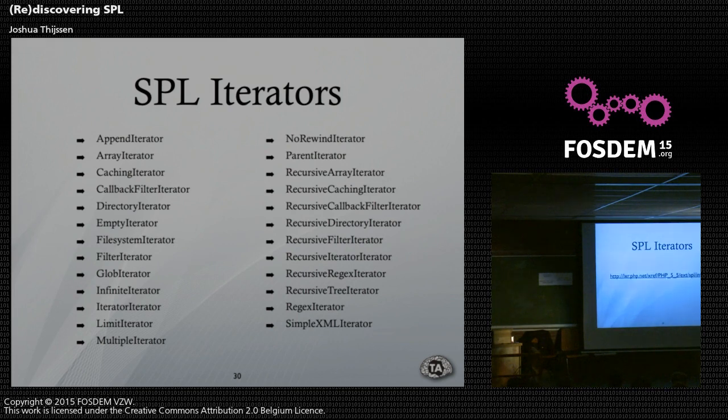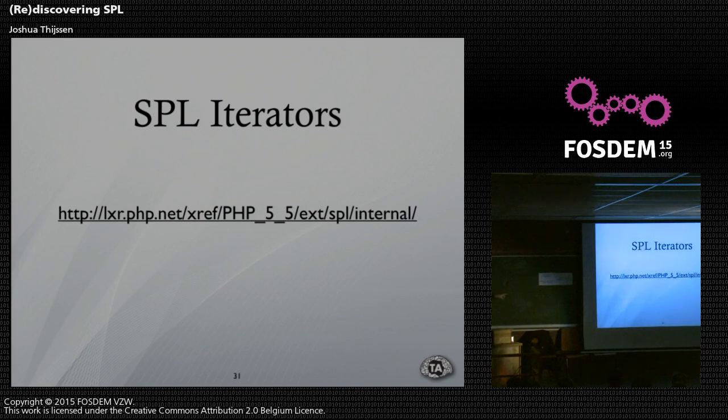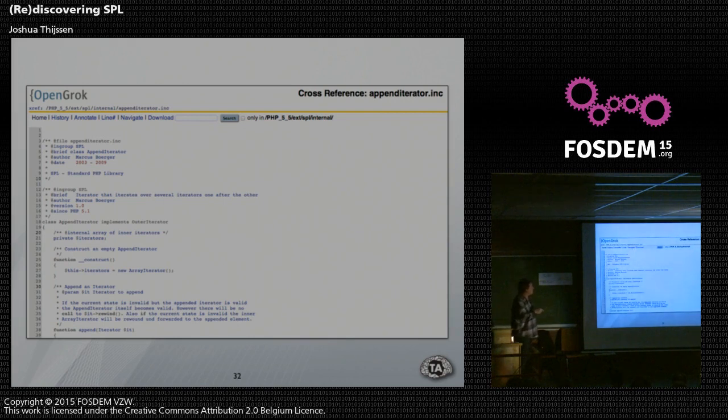However, there's a really cool trick. I'm not sure if you've already seen it today, but this is a website called lxr.php.net. And if you look in there, this is actually the source code, the C code of PHP. If you take a look in the SPL directory, there's an internal directory. And that internal directory basically gives you a PHP model of what the iterator does. So for instance, if I take a look at the append iterator in here, it's pretty much a PHP version of what the append iterator actually is. Because the append iterator is programmed in C, but they actually modeled it in PHP first. So if you don't understand what an iterator does, you can look in here to get a little bit more familiarity with what's going on internally.